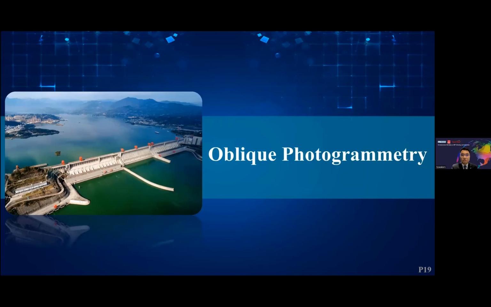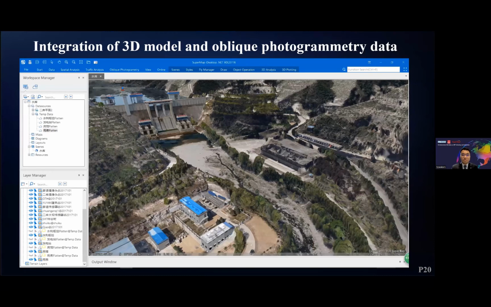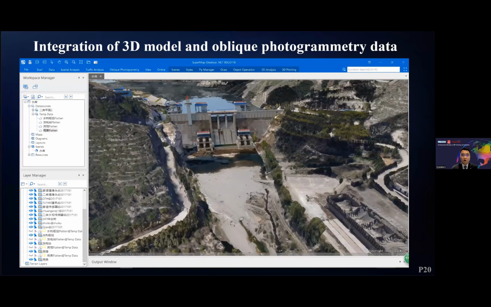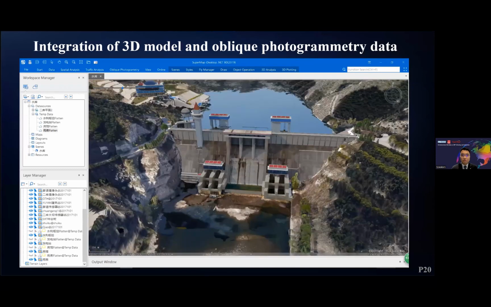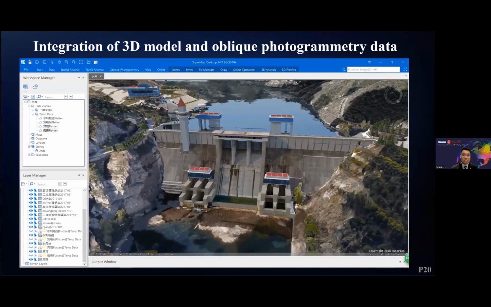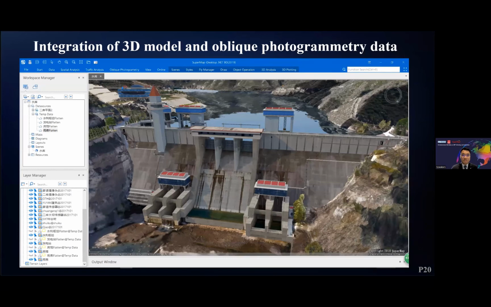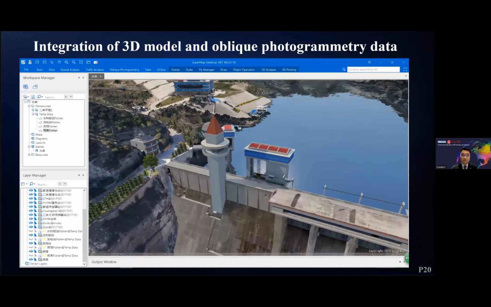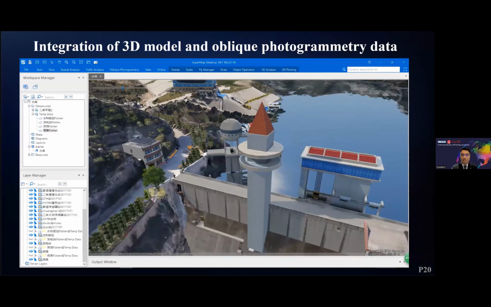And after we talk about some BIM data, let's see some other data type, that is optical photogrammetry data. From these cases, you can see it's an integration of 3D model and optical photogrammetry data. You can see we use some SketchUp data we input here, and we do the seamless integration for these cases.